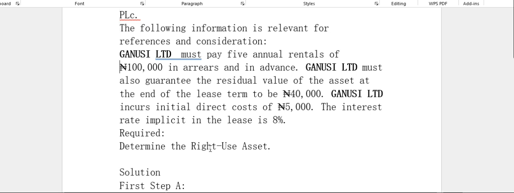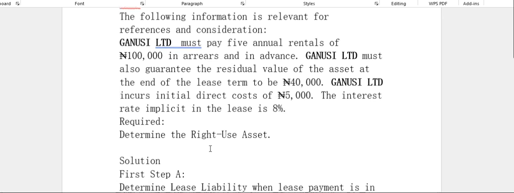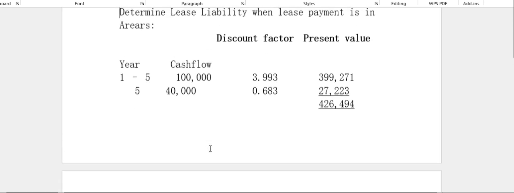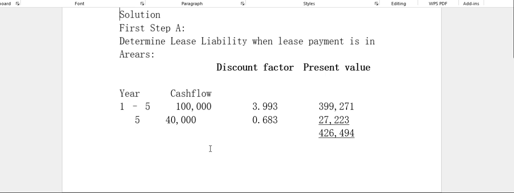It is just like when you are doing your cash flow projection. You want to determine what we call the present value of the asset. So it's as simple as this. This is how to do it. Determine the lease liability when the lease payment is in arrears. So let's start with arrears. If the lease payment is in arrears, this is how to do it. You write out discount factor, present value. Then under the year, we have year 1 to 5.